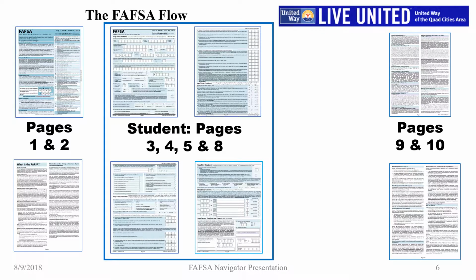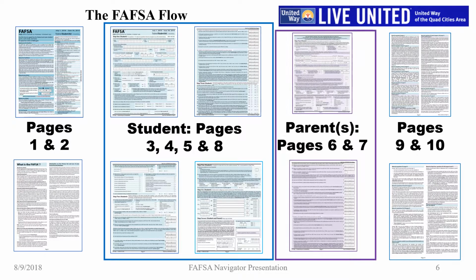The form focuses on the student. Pages 3, 4, 5, and 8 are for the student to fill out, and they are color-coded in light blue or aquamarine. If it is determined that the student is a dependent of parents or guardians, then the parents or guardians have pages 6 and 7 to fill out, and they are color-coded in purple. That was easy. There are 6 pages of forms to be filled out, 4 for sure by the student, and 2 for the parents or guardians if needed.